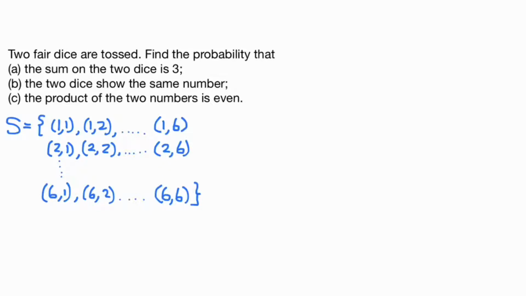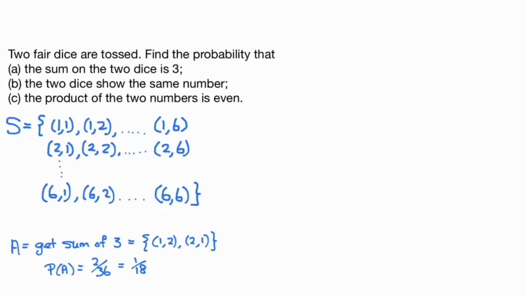To find part A, we need to figure out how many elements fall into the event that the sum of the two dice is 3. It turns out that A, this event that we get a sum of 3, has only two elements, 1,2 and 2,1. Therefore, the probability of A is the number of elements in A, 2 of them, divided by the number of elements in S, 36 of them, which is 2 over 36, which is 1 over 18.